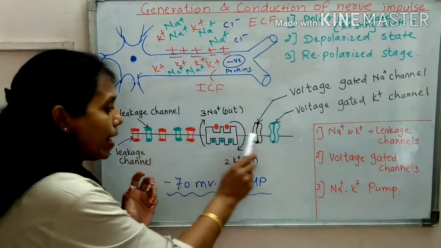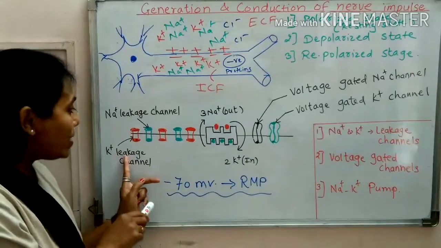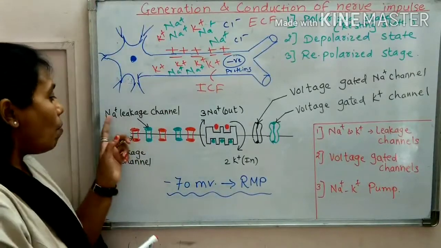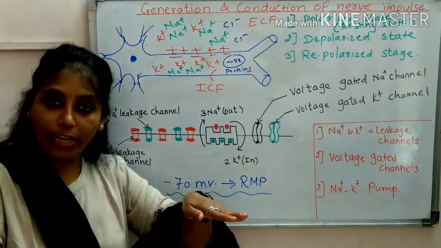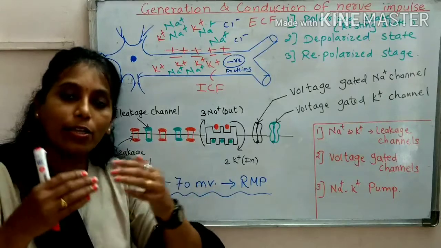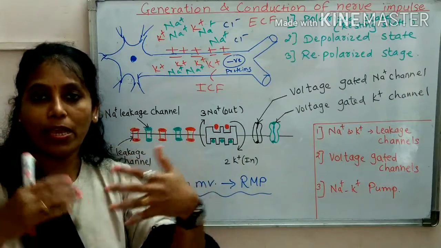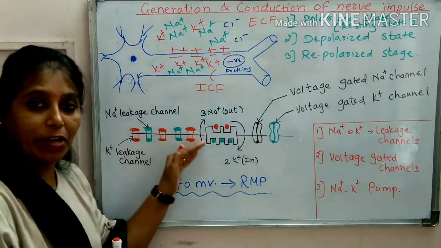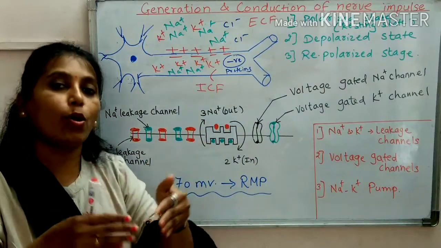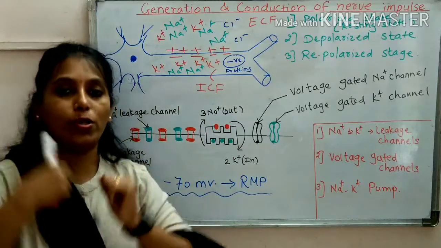Now this membrane is more permeable to potassium as compared to sodium. In other words, you can say that more channels are there for potassium and few channels are there for sodium. So continuously the sodium and potassium are coming in, going out, coming in, going out. That is the main function, as they are the gate, or you can say they are leakage channels. So continuously they are getting diffused from higher concentration to lower concentration.